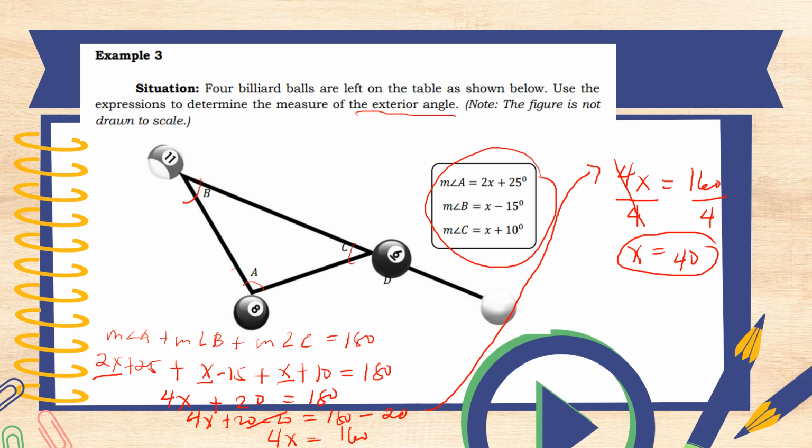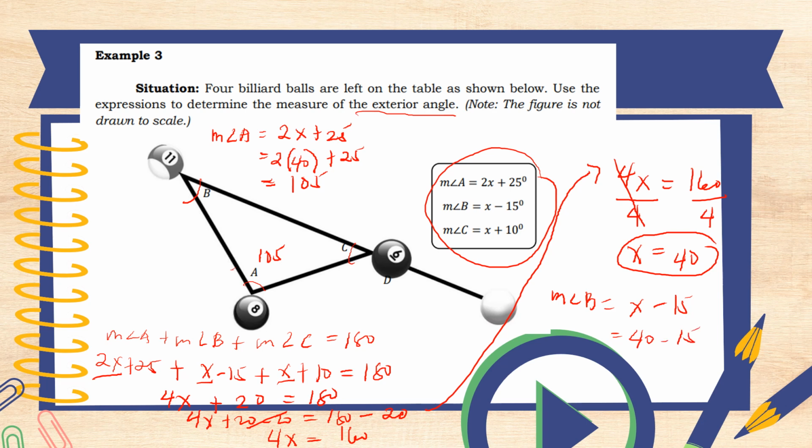Now to find the measure of angle A, which is 2x plus 25, we'll have 2 times 40 plus 25. 2 times 40 is 80, plus 25, 105. So A is 105. Next, angle B. The measure of angle B is x minus 15. So 40 minus 15 is equal to 25. The measure of angle B is 25.